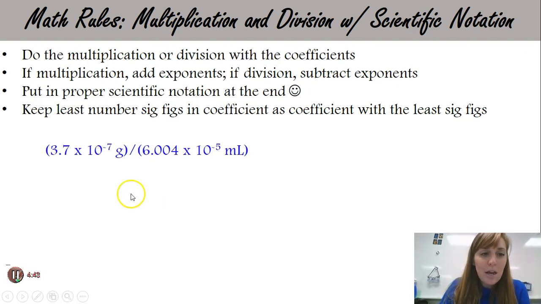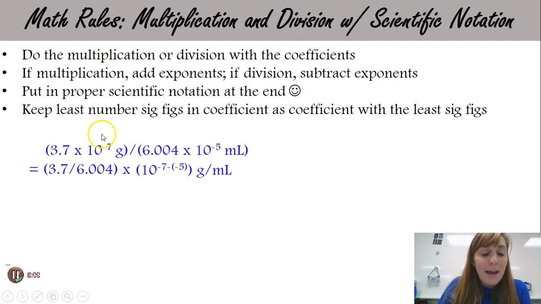Let's walk through this. So I've got 3.7 times 10 to the 7th grams divided by 6.004 times 10 to the negative 5th milliliters. So I do a little rearranging here. I've got 3.7 and 6.004. I'm going to put those together.